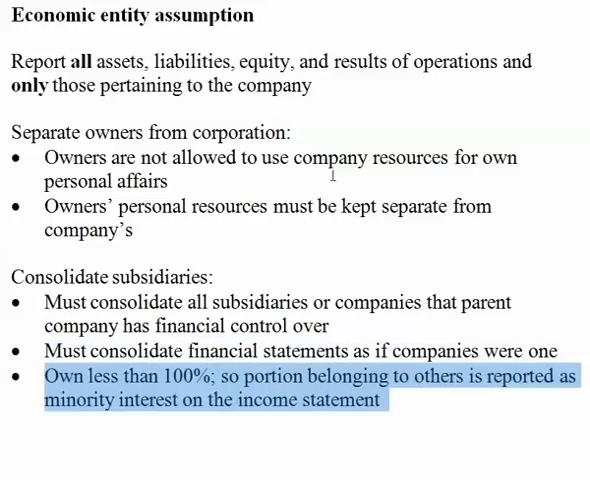And the thing is, you often own less than 100% of a subsidiary. So what you do is you report 100% of the assets and the liabilities, but on the income statement you are going to reflect how much is not owned by that company. So again, you report it all as one.